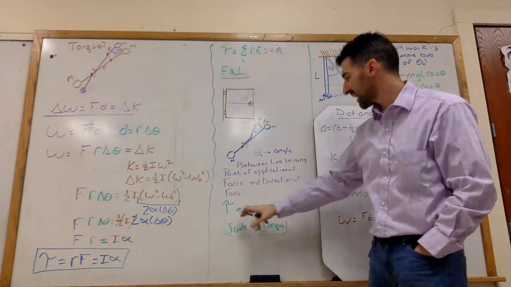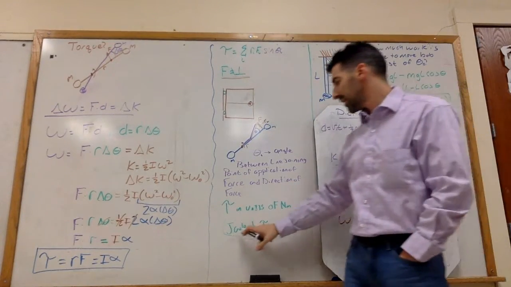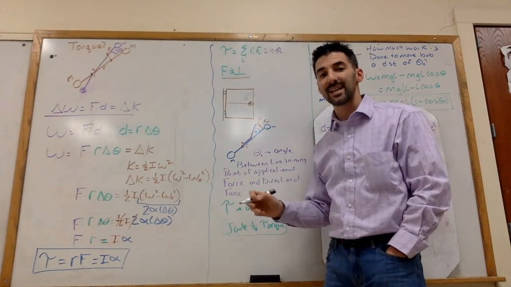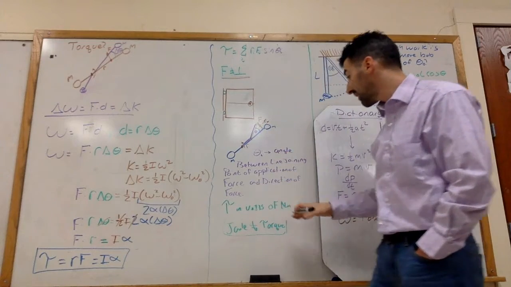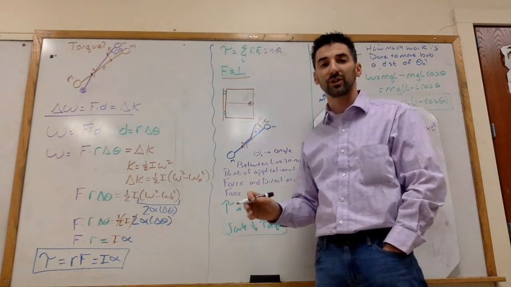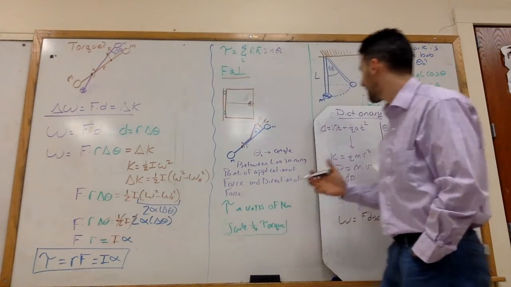If I think for a second, I've seen Newton meters before. A Newton meter is a joule. A joule, be careful, is not a torque. Torque, even though we have similar units, cannot be measured in joules. It's not a unit of energy. How can I prove it's not a unit of energy?